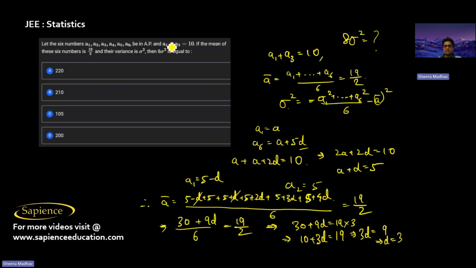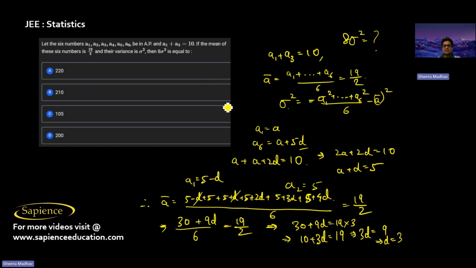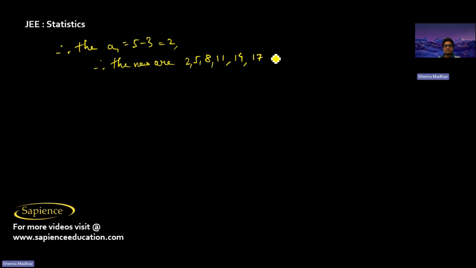Therefore, I can say the value of A1 is 5 minus 3, that is 2. And D is 3. So therefore the numbers are 2, 5, 8, and plus 3 that is 11, plus 3, 14, plus 3, 17. So these are the 6 numbers. So these are the numbers.